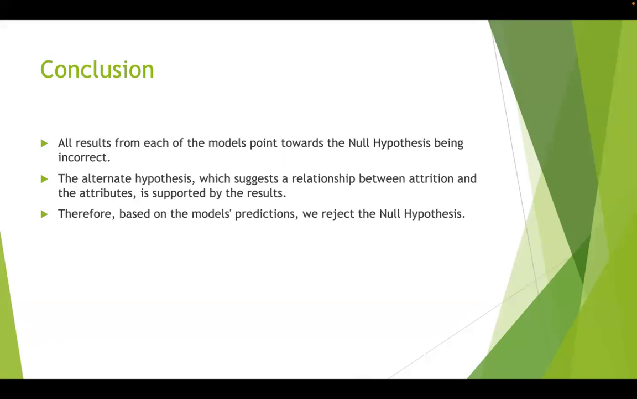Ultimately, it's clear from the statistical and machine learning models, as well as our hypothesis testing, that we can reject the null hypothesis, and there is a relationship at our tested alpha between the variables and the ultimate prediction of attrition.